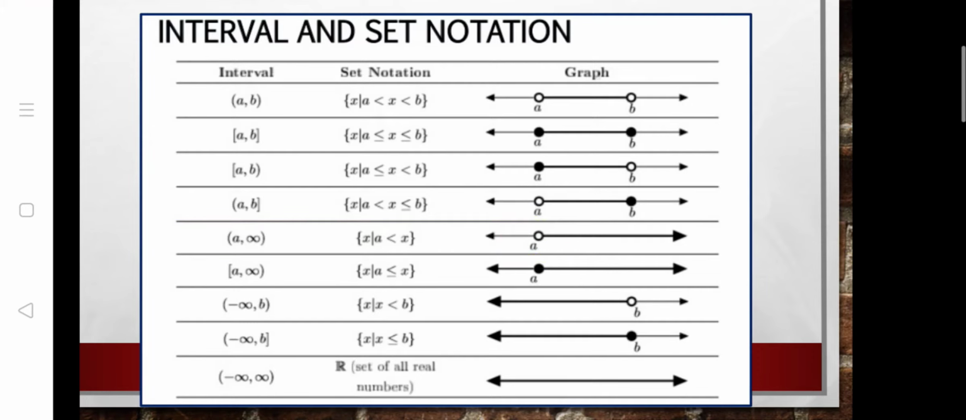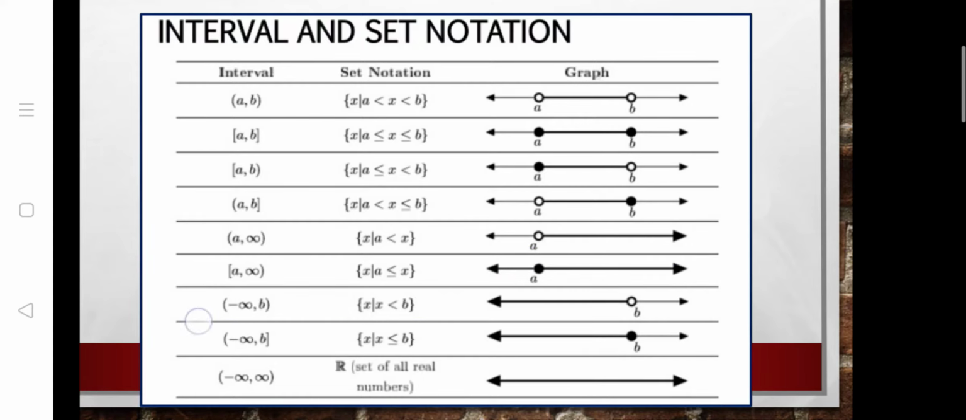This one we have a square bracket for A. So from A to positive infinity, it means A is included, up to the possible values of x. So in set notation, that is x such that x is greater than or equal to A. So in the illustration, we have a closed circle at A going to the right.